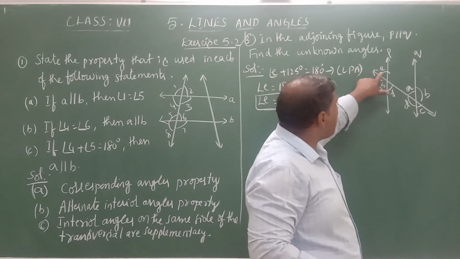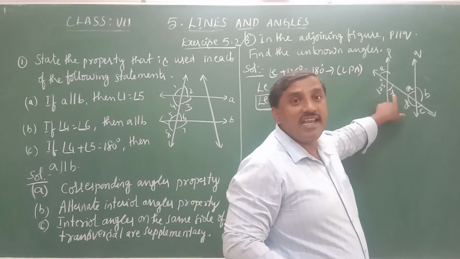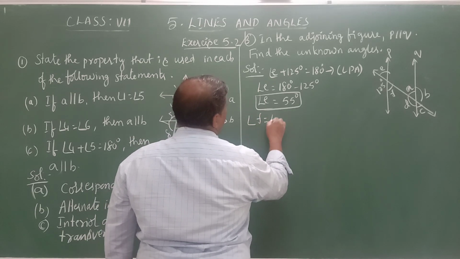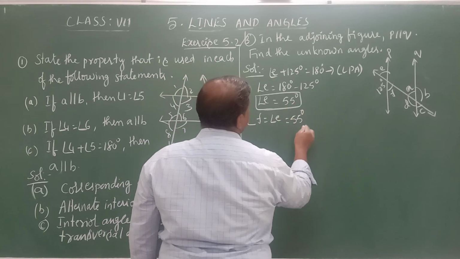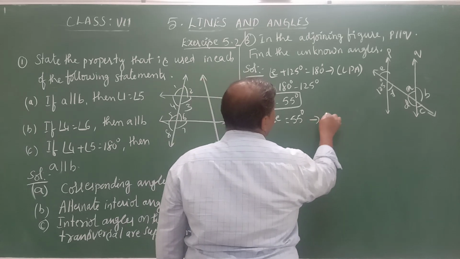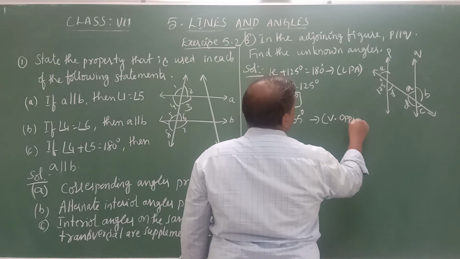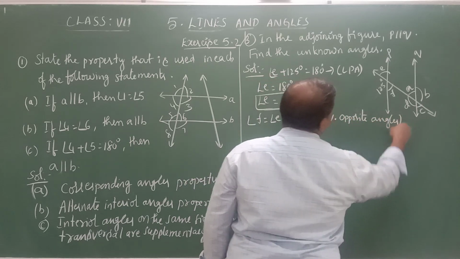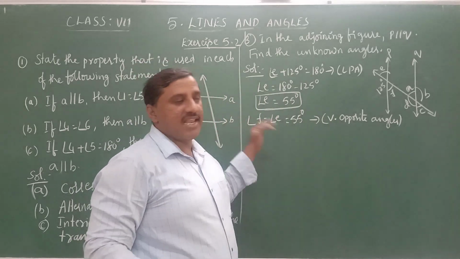Now what about angle E and angle F? They are vertically opposite angles. Angle F is equal to angle E, that is, just now we found here, 55 degrees. What is the reason here? Vertically opposite angles are equal. Now we got angle B, we got angle F.